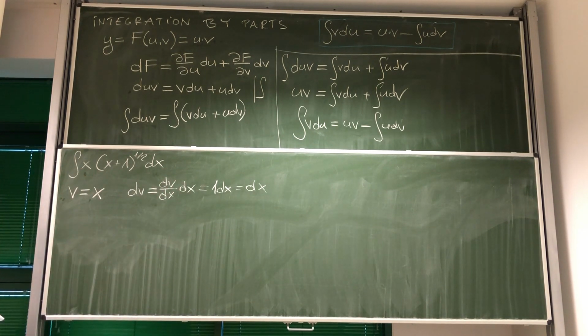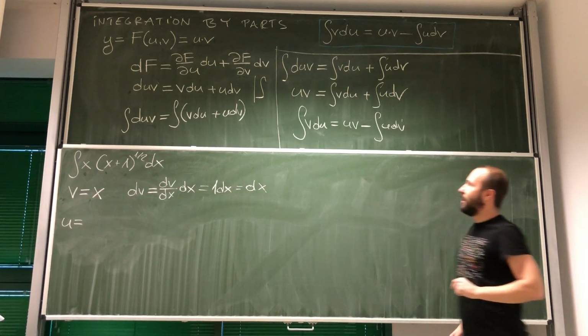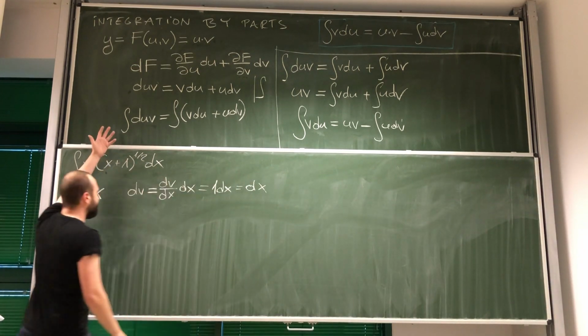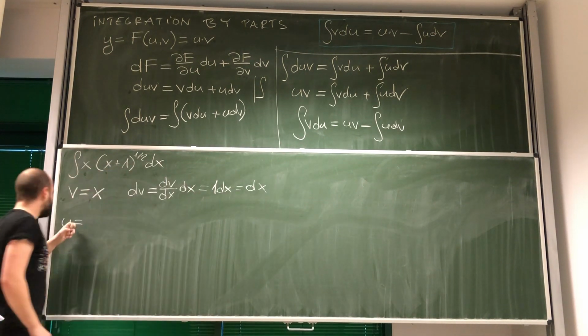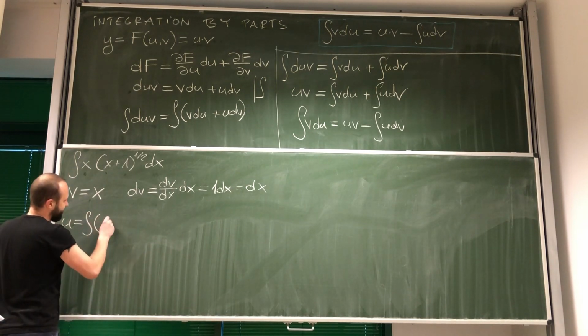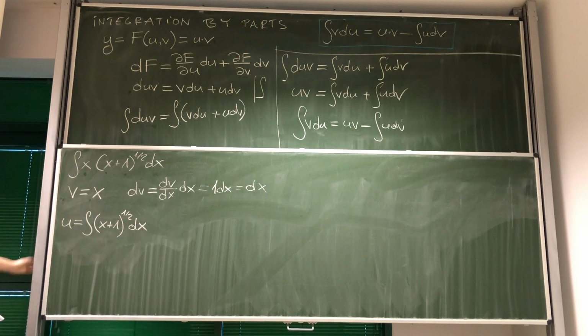Now, the second variable I need to choose is u. But look, u, unfortunately, needs to be an integral of the other part. So it's not that we're going to replace this with u, because in the formula now we need to have du. First, I want to integrate u. And look, if I'm integrating u here, then I'm getting that this is (x plus 1) to the power 1 over 2 dx. Okay, and look, now, in order to integrate this, I need to use integration by substitution, of course.